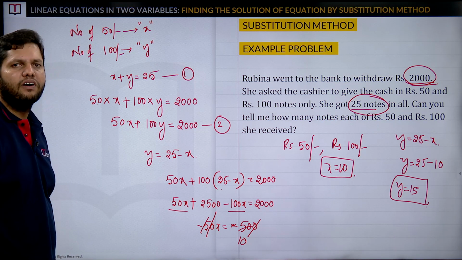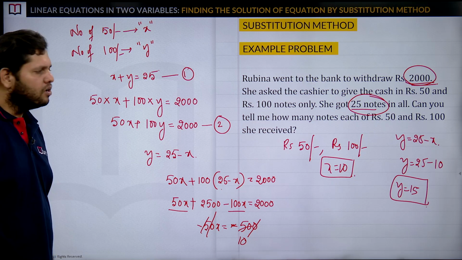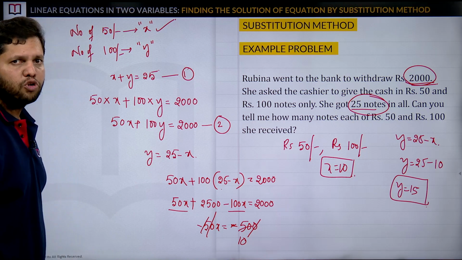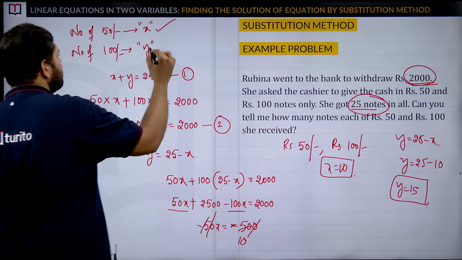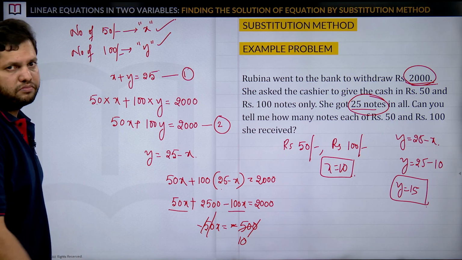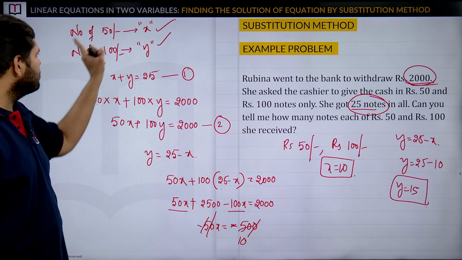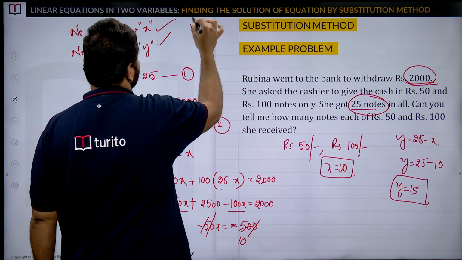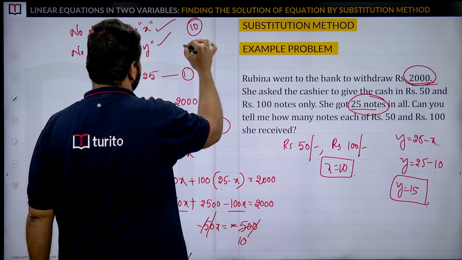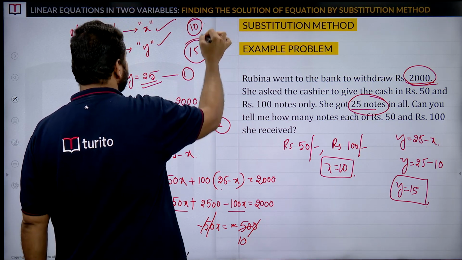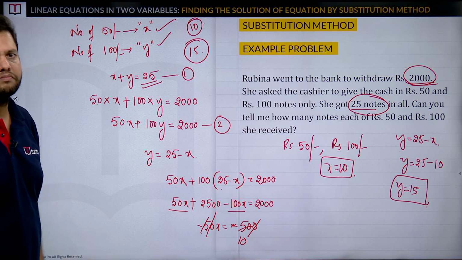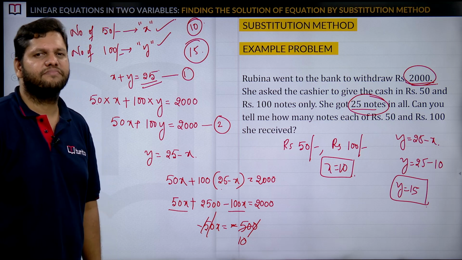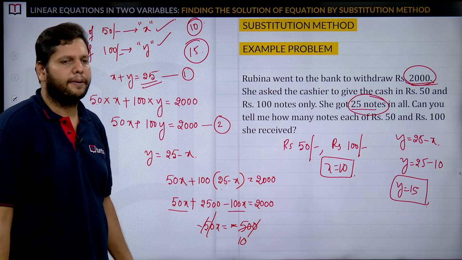X is equal to 10 and y is equal to 15. So here x is what children? The number of 50 rupee notes. And what is y children? The number of 100 rupee notes. So x is equal to what? We got 10, and y is equal to what? We got 15. So total number of notes are what? 25. So 10 plus 15 is equal to what? Answer is 25. Clear children? Any doubts regarding this sum? Okay.